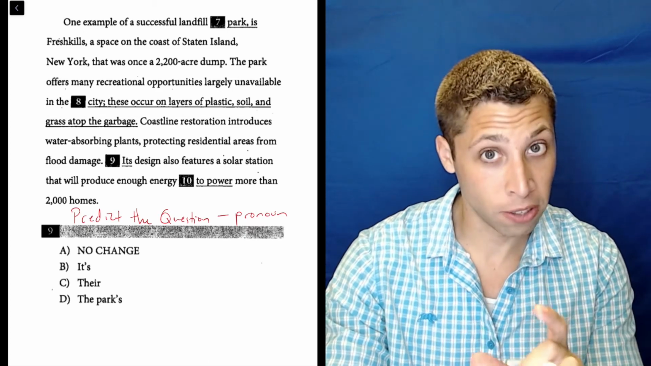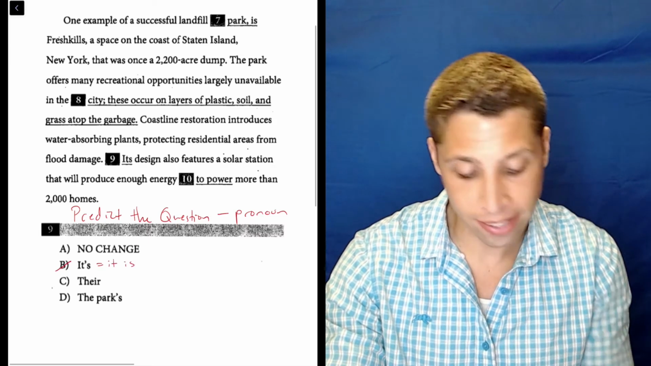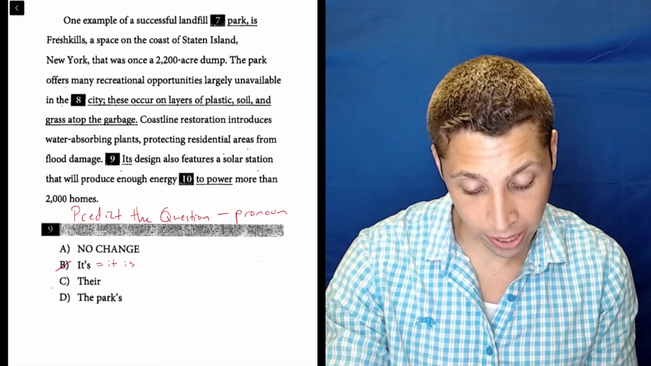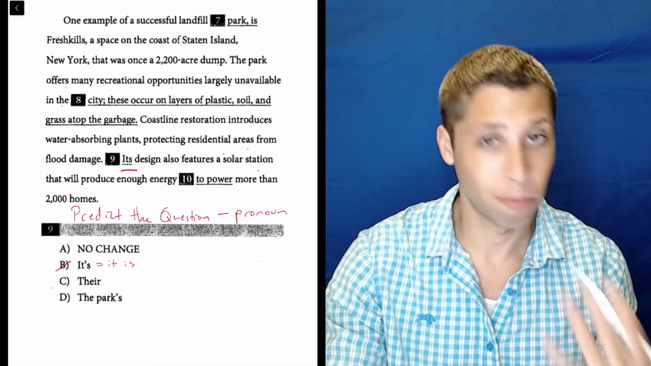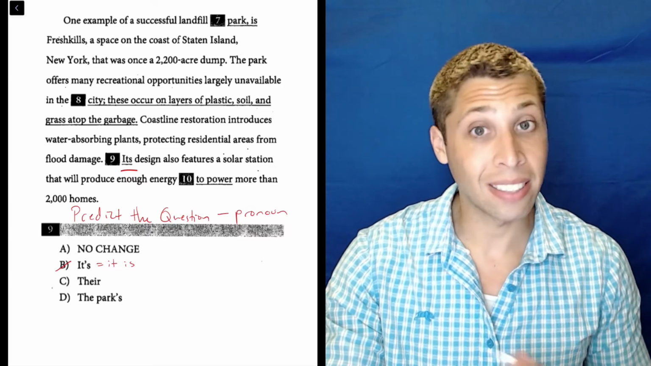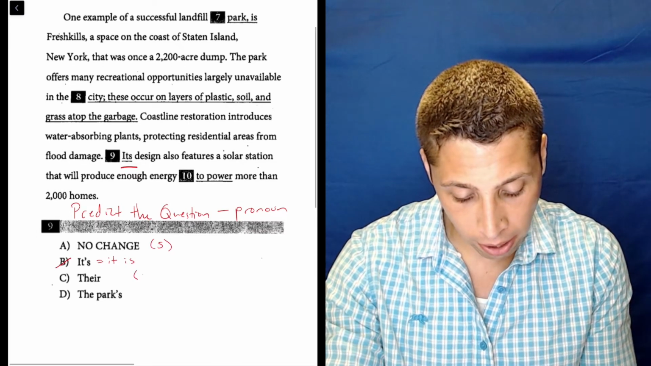There are apostrophes, right? So we know that choice B really says "it is," and that wouldn't make sense in the sentence. "It is design also features a solar station." No, that sounds weird. That's the wrong word. We also need to think about singular versus plural. So "its" is singular and "there" is plural.